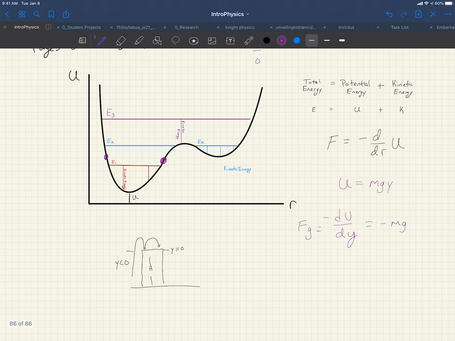What else? Well, if you think about a spring, U is 1/2 kx squared. What is the negative derivative of that with respect to the position variable? Now we're going to get minus kx, and that is indeed the force of a spring.